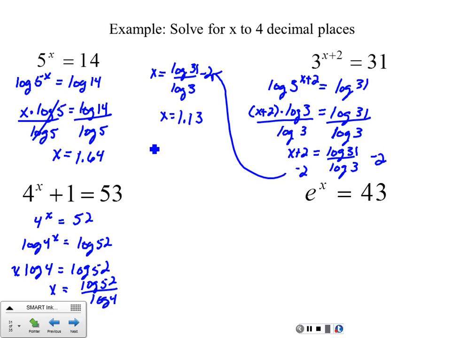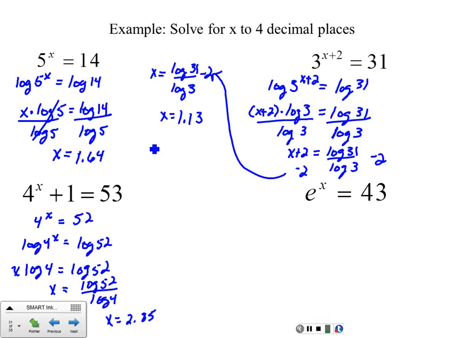4 to the 13th power is some huge gigantic number. Just remember you're dealing with exponents, not multiplication. Alright, so x is equal to 2.85.